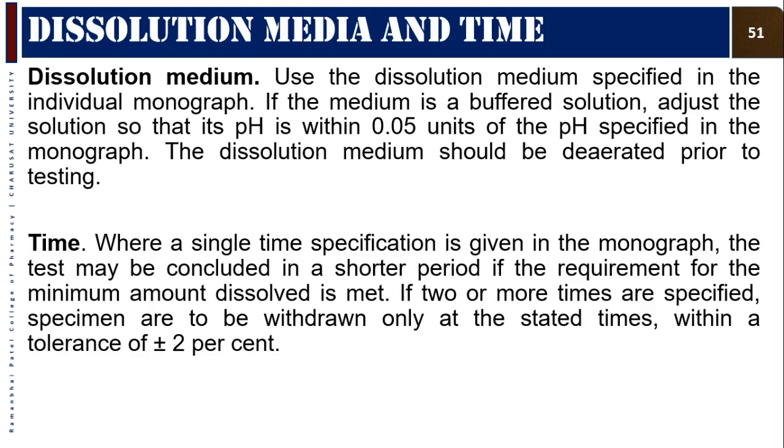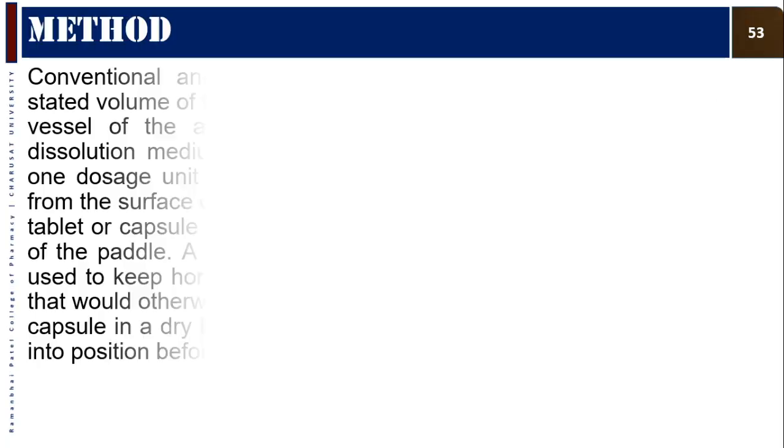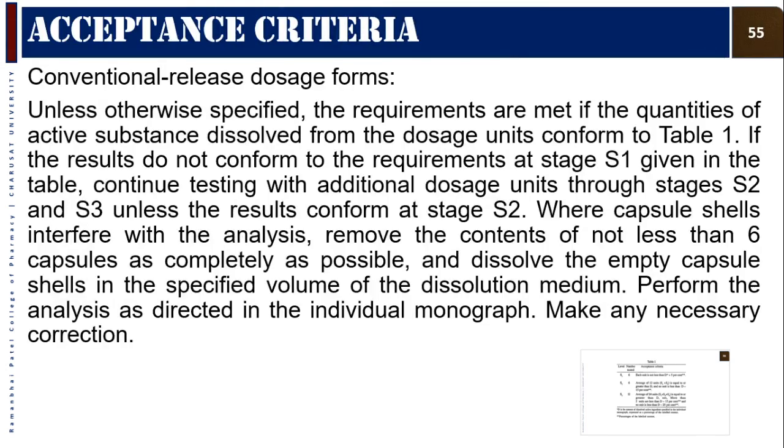Now let's move to another part of the test, that is acceptance criteria, which is again crucial. With reference to the Indian Pharmacopoeia, these acceptance criteria are divided into three categories. The first one is for the conventional release dosage form. These categories are based on the novel drug delivery, or you can say controlled drug delivery system, and this first one is for the conventional release dosage forms.